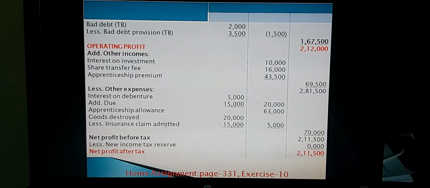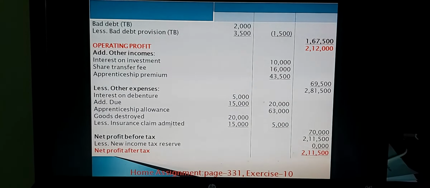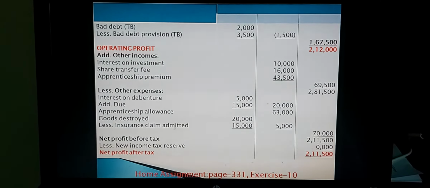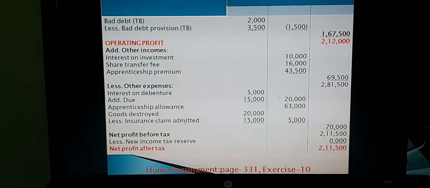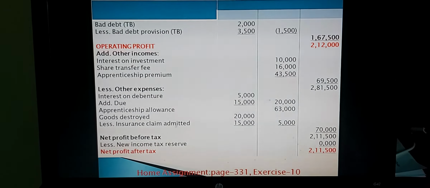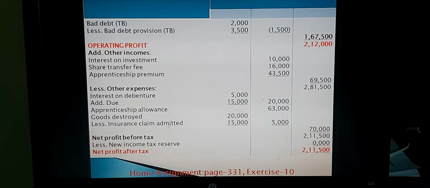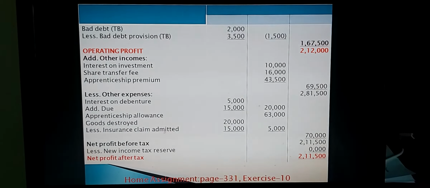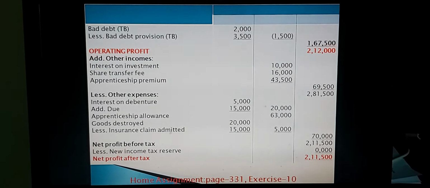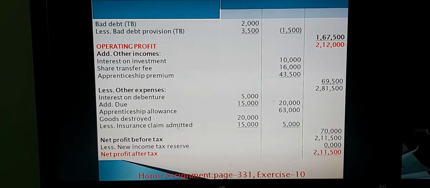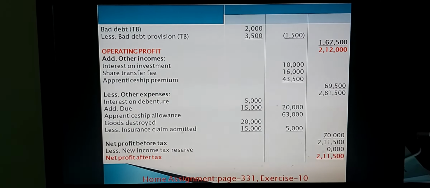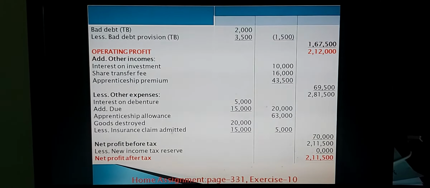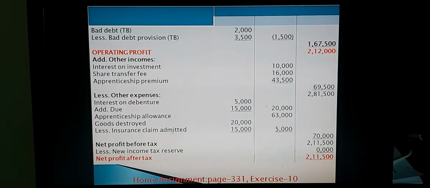Share transfer fee, this is the new item. It is the amount of other income 16,000 in middle column. Another item, apprenticeship premium in credit side 43,500, it is also an other income. Total of other incomes is taka 69,500. This amount to be added with 2,12,000 and you can get 2,81,500.